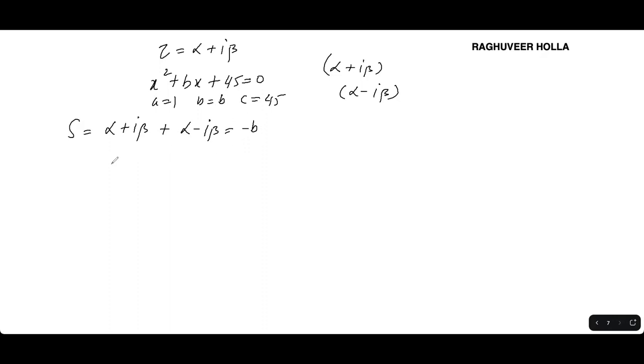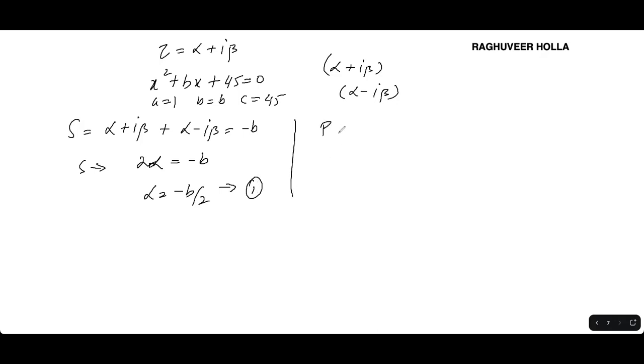Okay. So sum you get as 2 alpha, 2 alpha is equal to minus b, or alpha is equal to minus b by 2. Got this result. Keep this result.